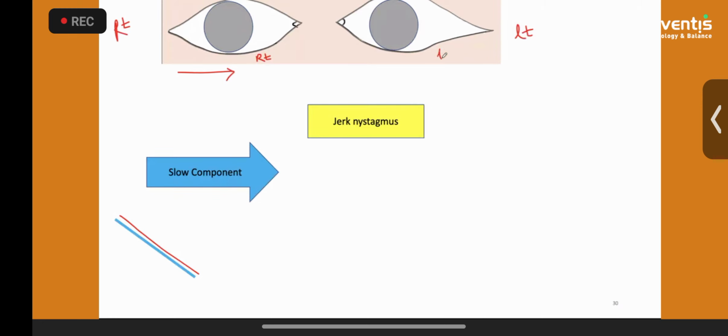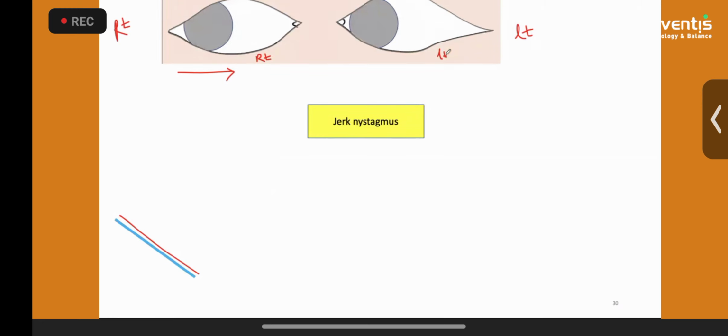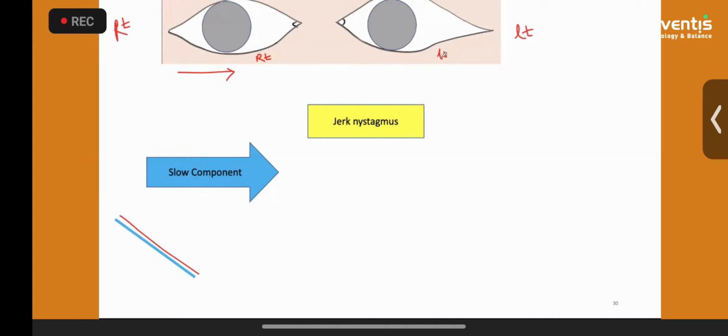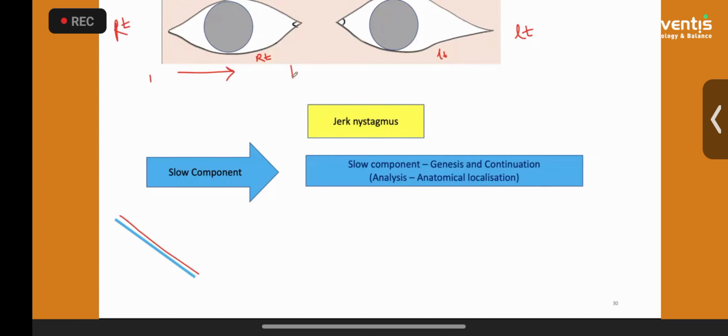This is the left eye. Now, again you look at this slow phase. It started from here and it is going from right towards the left. Now look at what happens. The slow phase is the genesis of the nystagmus. The nystagmus actually begins because of the slow phase.